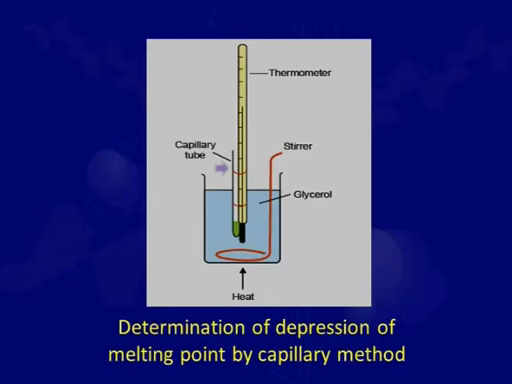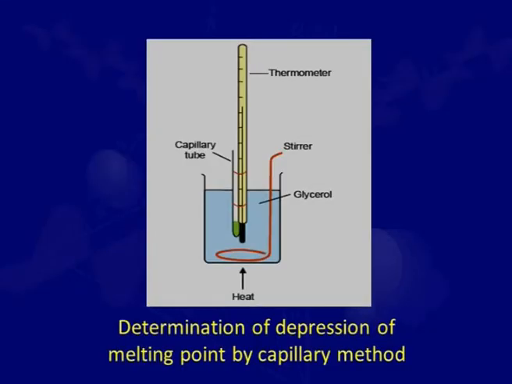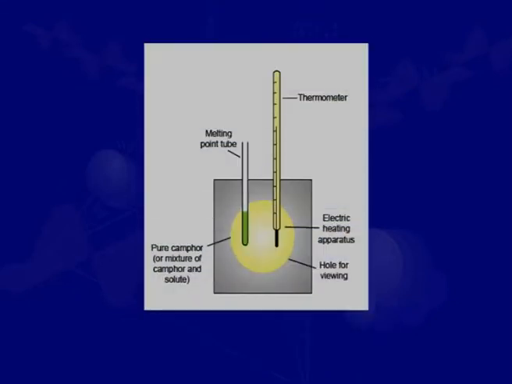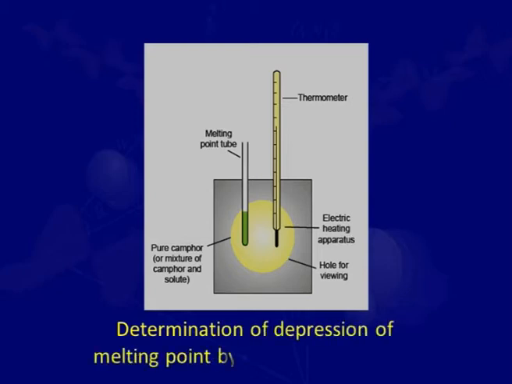Now this powder is again introduced into the capillary which is sealed at one end and its freezing point is again recorded with the help of an ordinary thermometer. As the Kf value for camphor is very large, the depression in freezing point for the solute is so large that an ordinary thermometer can be used for this purpose. Nowadays, electrical apparatus is used for the recording of freezing point of camphor as well as that of solution of non-volatile solute and camphor.